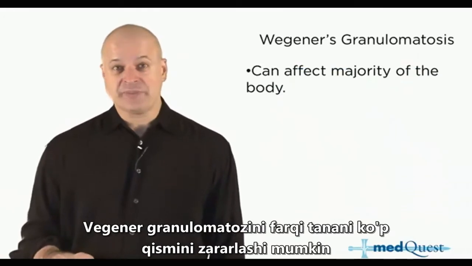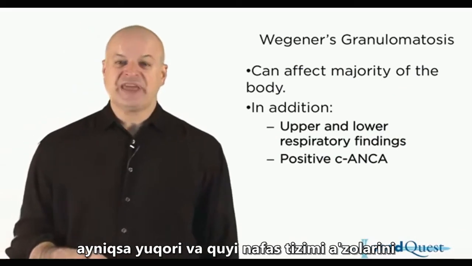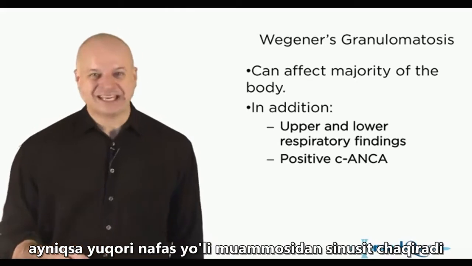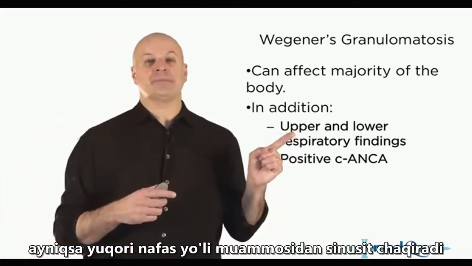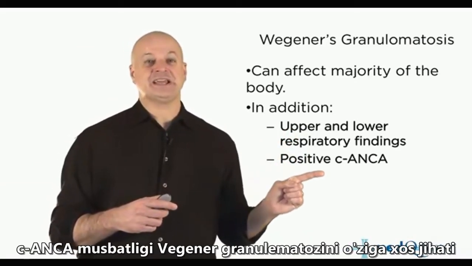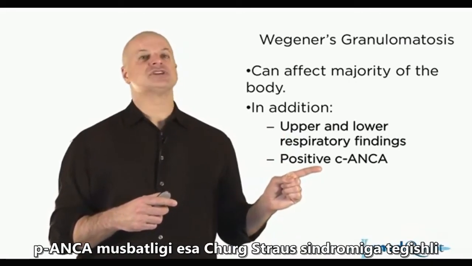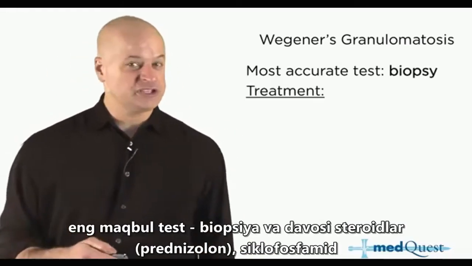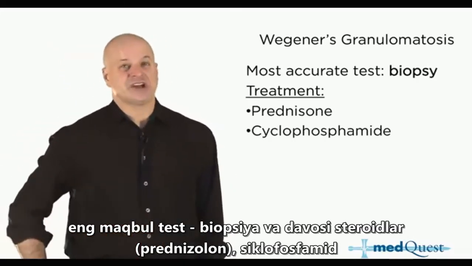It can affect the majority of the body, but it hits the upper and lower respiratory tract. That's the major thing. It starts out in the lungs more than the others, and especially sinusitis and otitis. Upper respiratory problems, sinusitis and otitis. And that C-ANCA is very specific for Wegener's. C-ANCA for Wegener's, P-ANCA for Churg-Strauss. Now the most accurate test of all of these is biopsy, and they all get treated with cyclophosphamide and steroids.